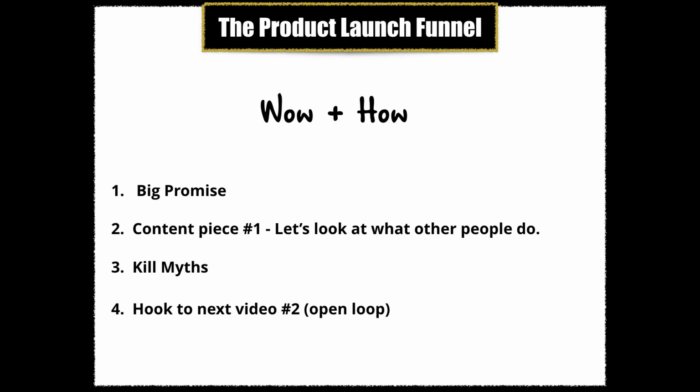Now, the final step is hook to the next video, and this is what's called an open loop. If you've ever watched a good show like The Walking Dead, at the end of the episode they always preview what's going to happen next, and you're always thinking, damn it, oh man, I want to see that, and you have to wait another week to see it, right? So that's what an open loop is. All you're going to do is say, hey, tomorrow I'm going to teach you X, Y, and Z, so make sure you tune in.